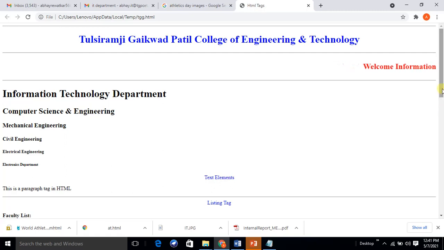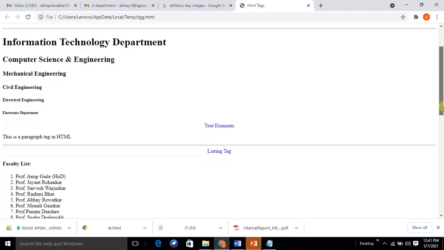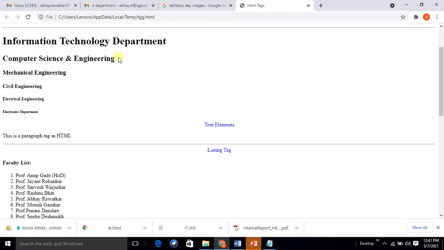Again, you may observe Information Technology Department, Computer Science. Under that, you may observe Computer Science and Engineering, Mechanical Engineering, Civil Engineering, Electrical Engineering, and Electronics Engineering, which we have declared using the heading tags. We know that we have the H1, H2, H3, H4, H5 tags, up to 6 tags. Here we apply all six tags for the Information Technology Department, Computer Science Department, Mechanical Department, Civil Engineering Department, Electrical Department, and Electronics Department.